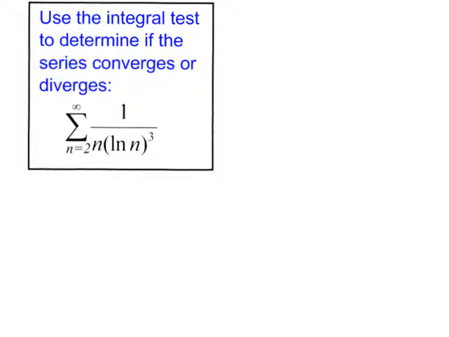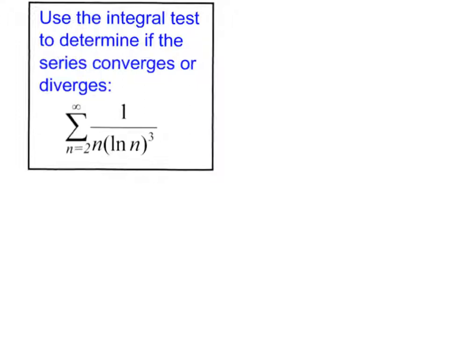Use the integral test to determine if the series converges or diverges. Now, usually I don't spend a lot of time paying attention to the pieces of a sigma notation, but I want you to see here that this starts at n equals 2. And that's important. Normally, of course, we start at either 0 or 1, but here, if it was the natural log of 0, it would be undefined. If it were the natural log of 1, it would be 0, and we'd be dividing by 0. So that's why, in this case, it has to start at 2.